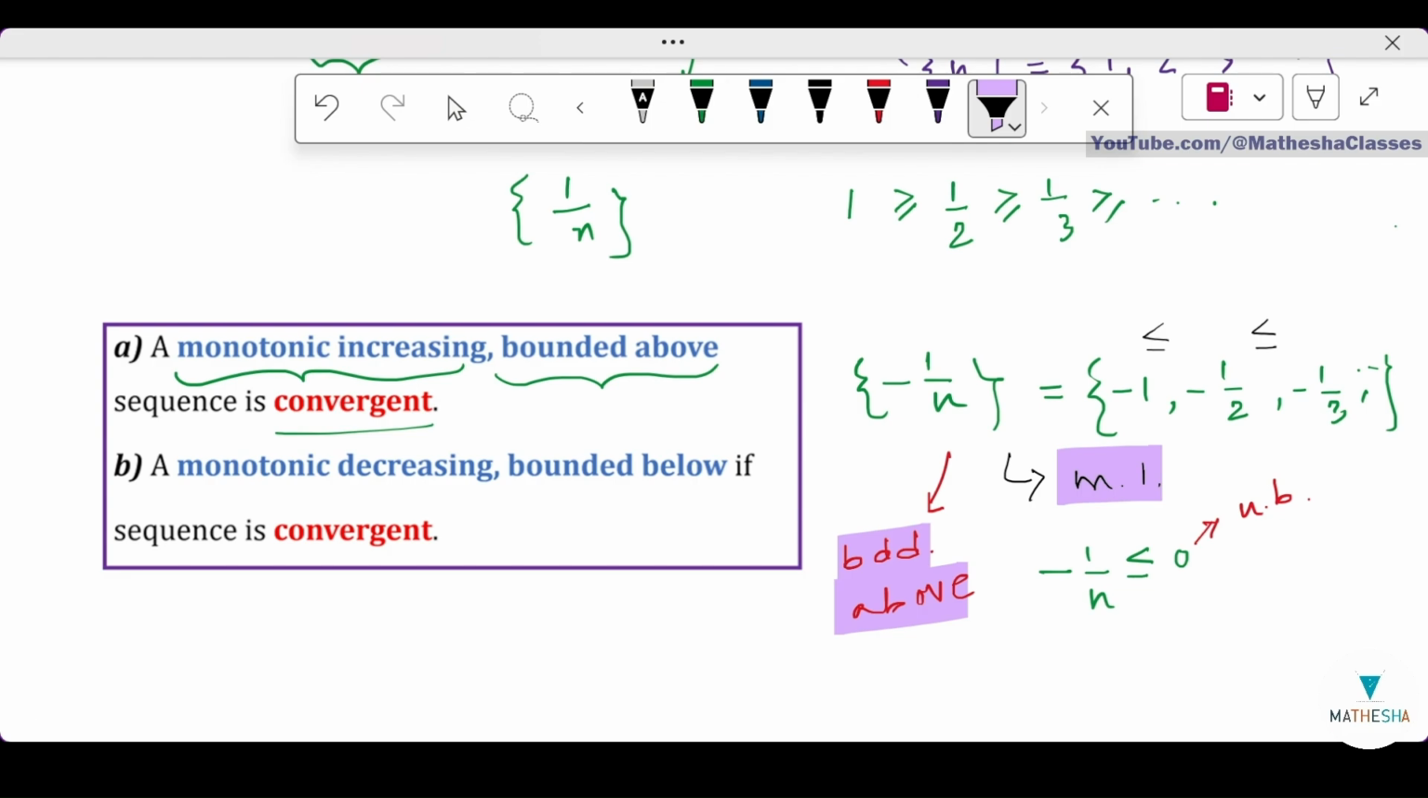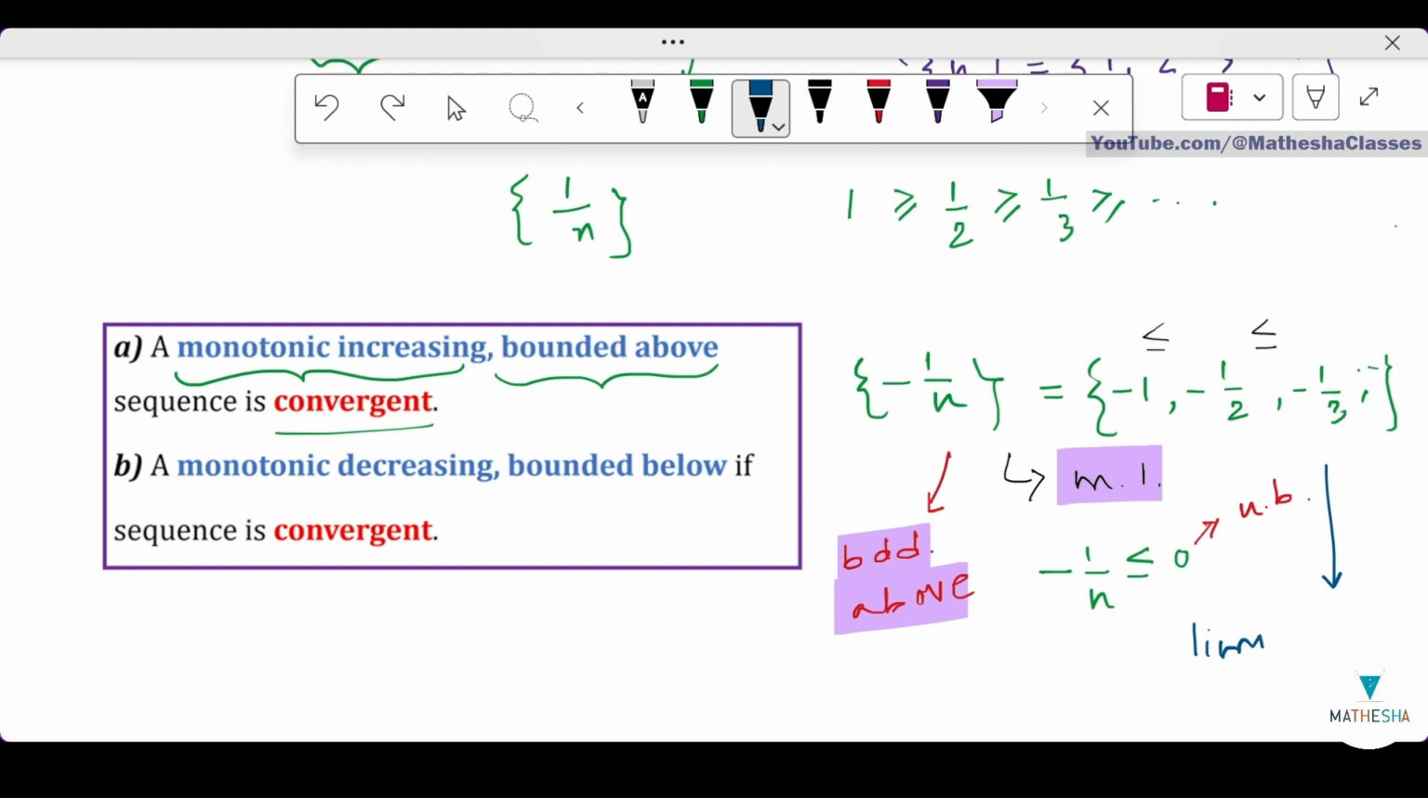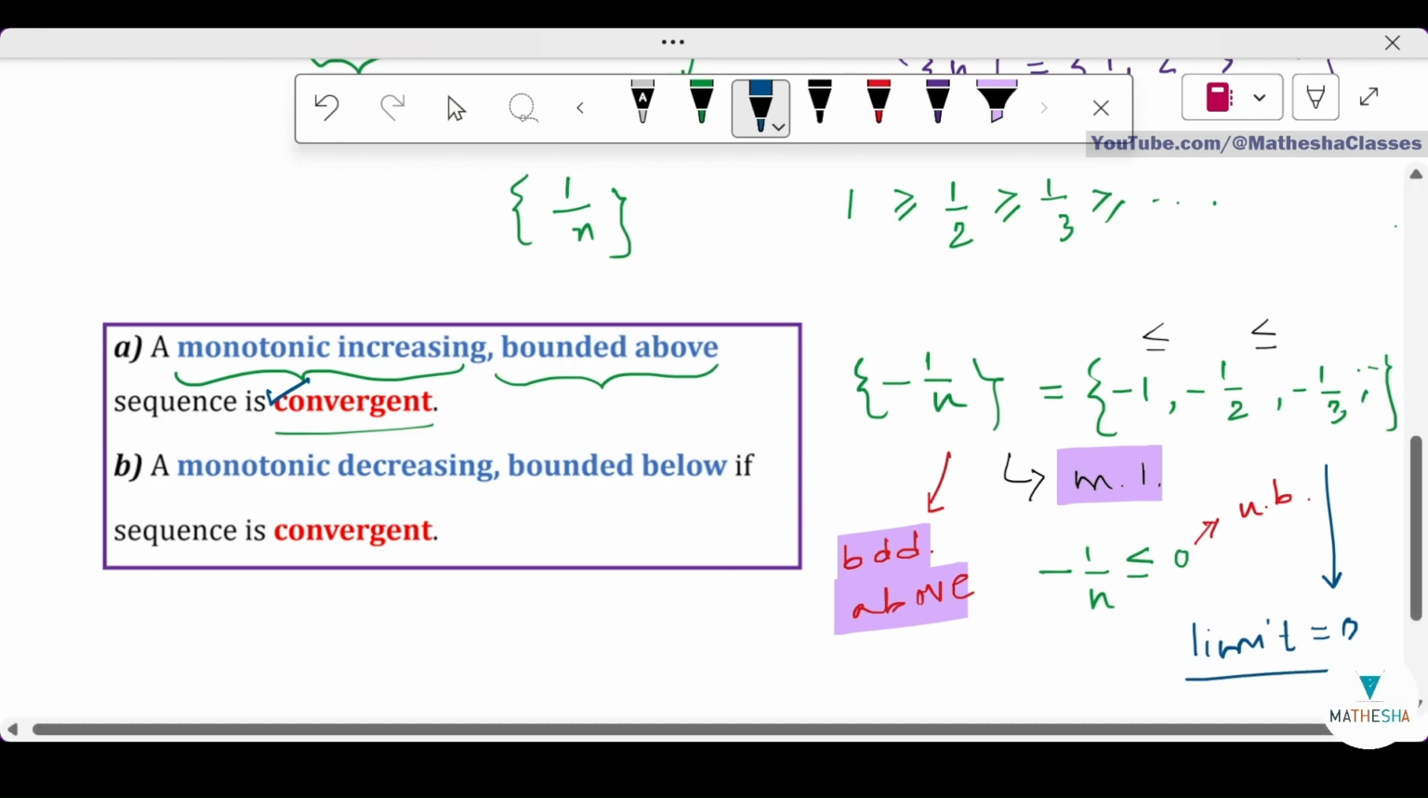Now note that this sequence has a limit. इसका लिमिट एग्जिस्ट करता है. क्या है वो लिमिट? उसका लिमिट है 0. So that means this is a convergent sequence. So this is an example of a monotonically increasing bounded above sequence which is convergent because इसका लिमिट एग्जिस्ट करता है.